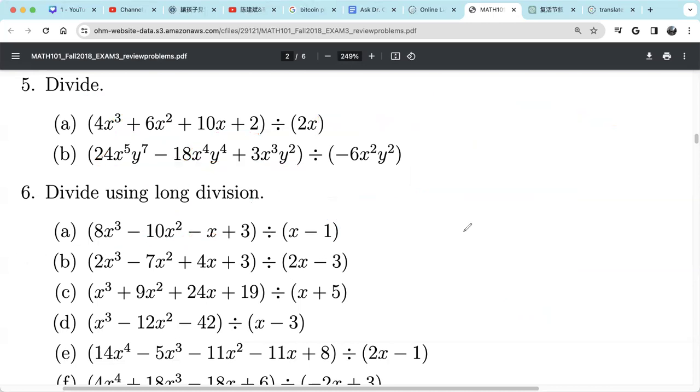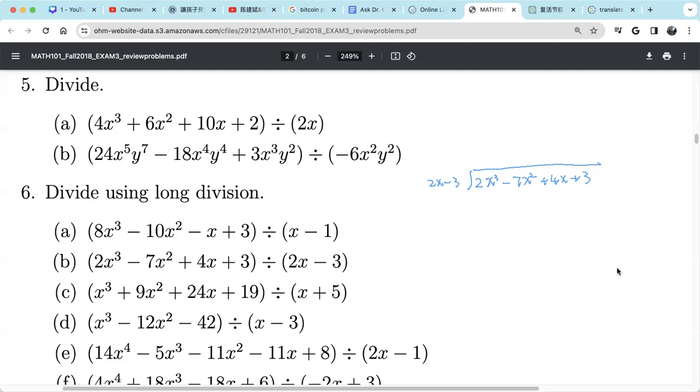Okay, that's A. Let's see B. The steps are the same. We make such a sign. We put the radicand, the dividend, inside, so 2x cubed minus 7x squared plus 4x plus 3. Then the divisor, we write outside, 2x minus 3. Each step, we're doing the same thing. Let me change my color.